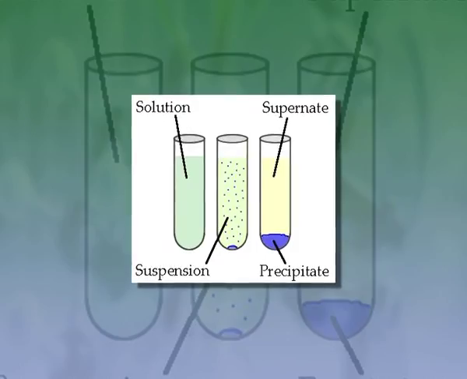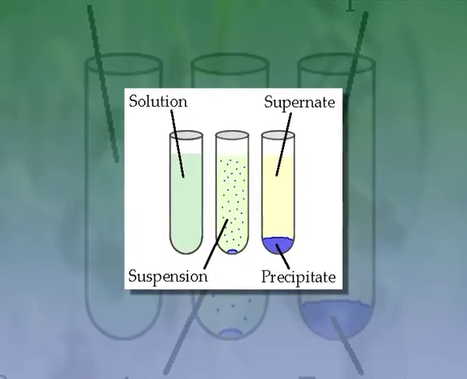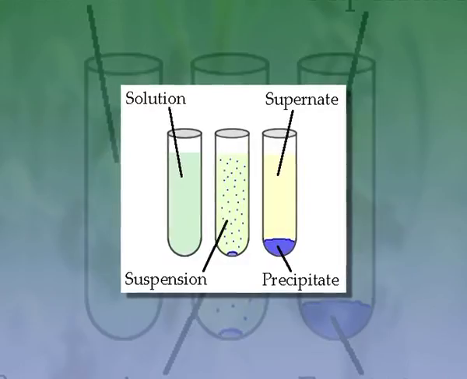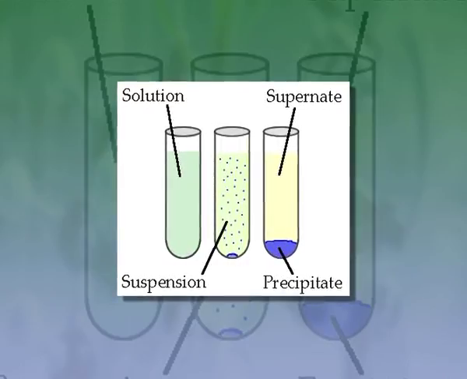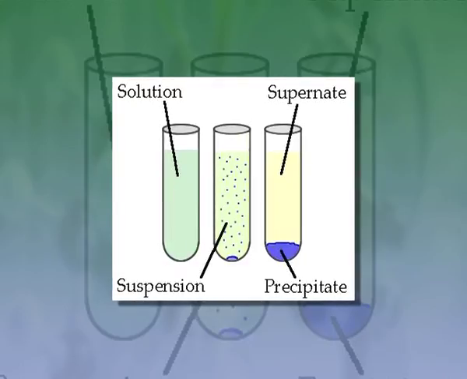If you centrifuge the cellular contents, you can see in the test tube shown there that the cytoplasm contains the supernatant and the precipitate contains all other organelles and cellular substances.